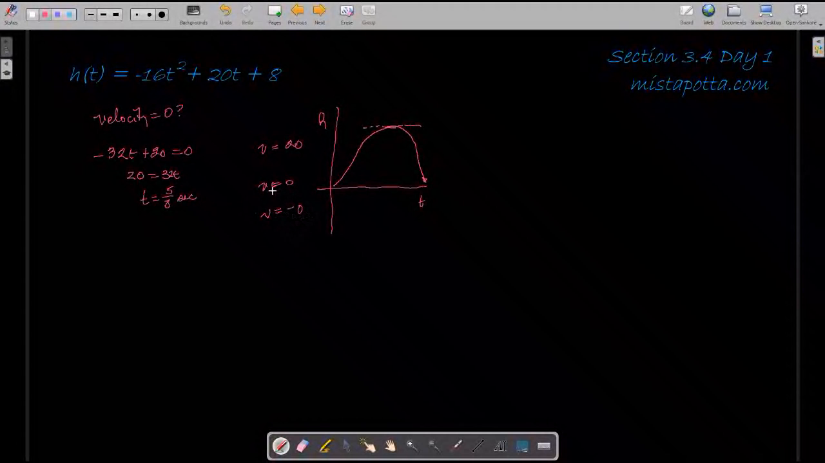And this idea where the velocity is 0, velocity is my instantaneous rate of change. It's also the slope of my tangent line. And if I have a horizontal tangent, that usually means that I have some type of maximum or some type of minimum, because that's where humps are, where I have horizontal tangents. And we'll talk more about that in chapter 4.